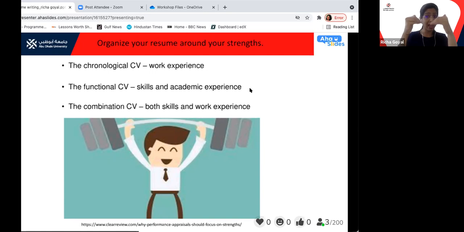On your resume, you will have these sections after the header: work experience, education, skills, and other optional parts. Okay, so that is it. All right. Now, skills and work experience. We've discussed that you have to organize it around your strengths. Whatever is your strong forte, you bring that first.